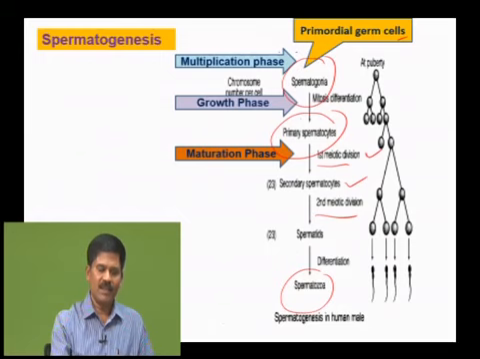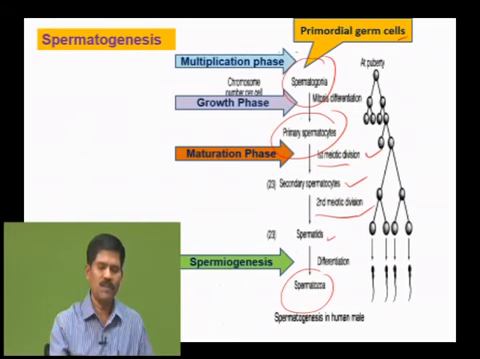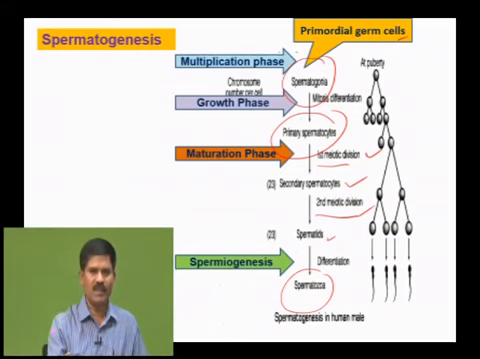Now, secondary spermatocytes undergo second meiosis, which results in the formation of spermatids, and finally, spermatids are transformed into sperms by a process called spermiogenesis. So spermiogenesis is a differentiation process which transforms non-functional spermatids into sperms.